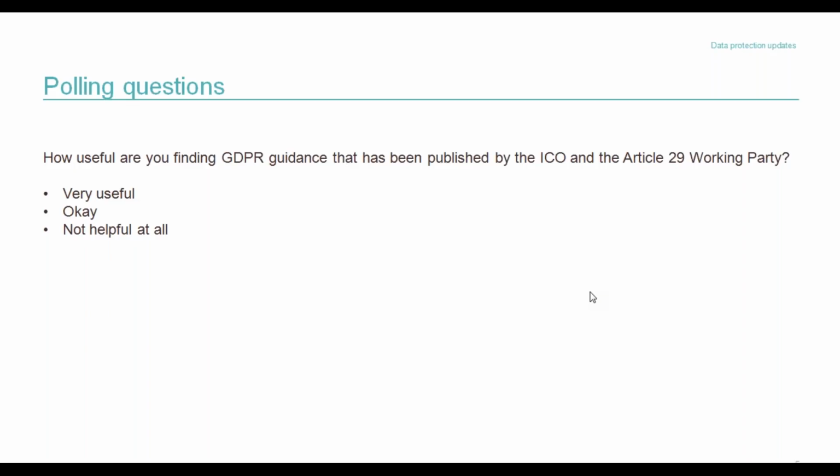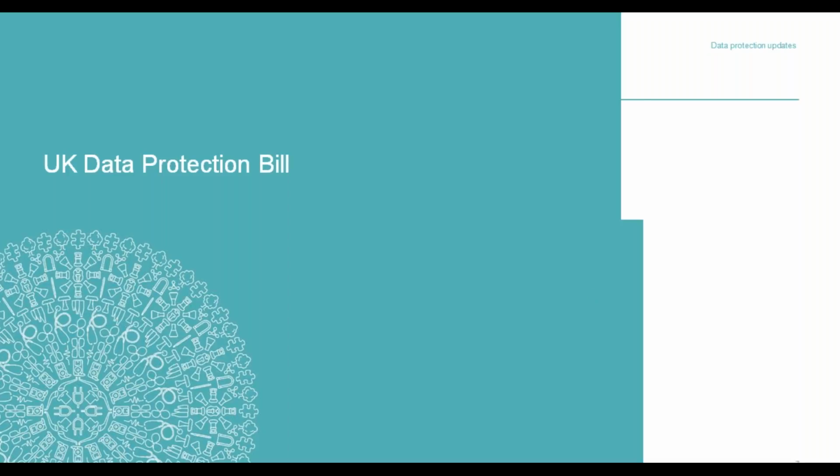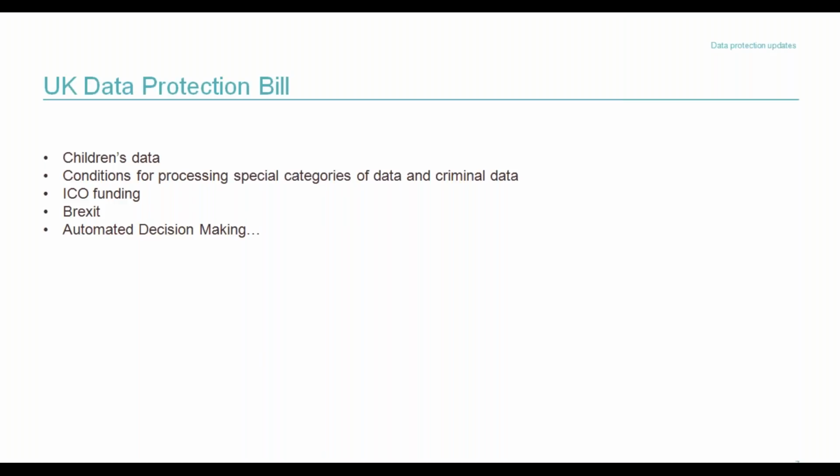Okay, so let's get started on the UK Data Protection Bill. Last month, the UK government introduced its Data Protection Bill into the House of Lords. Now, the bill is intended to replace the current data protection law that we have here in the UK. That's the Data Protection Act 1998, and it will implement the EU General Data Protection Regulation. And it makes very clear, actually, that it is the government's intention for GDPR to continue as and when the UK exits the European Union.